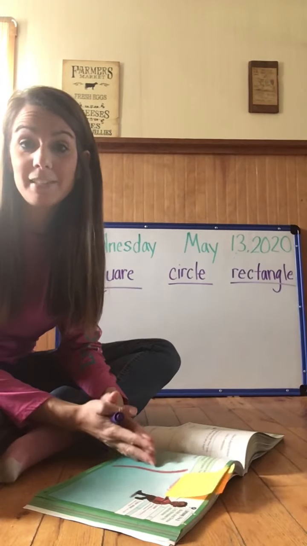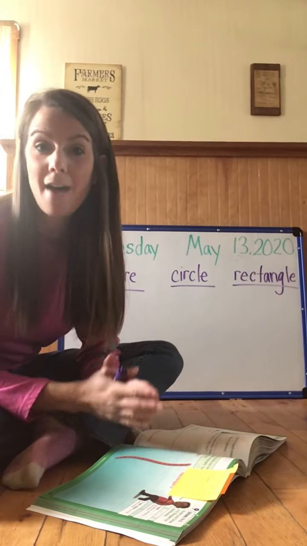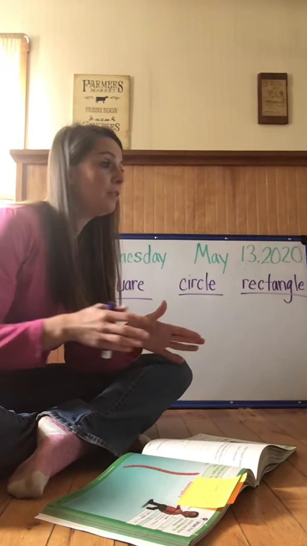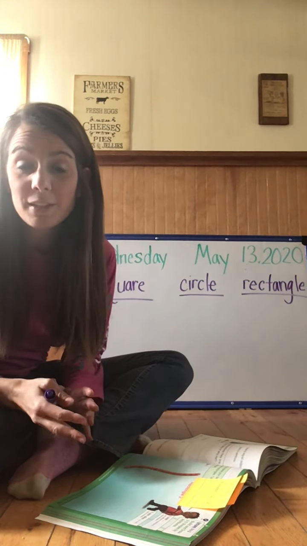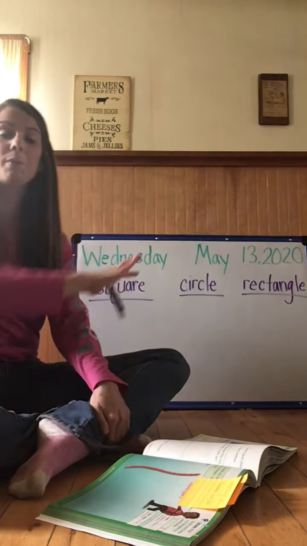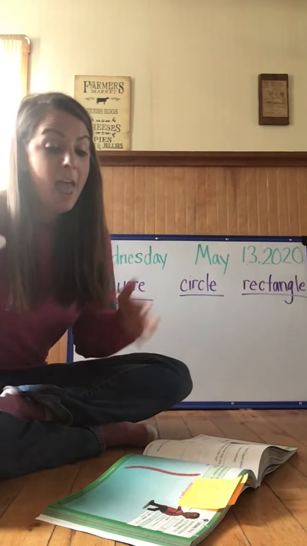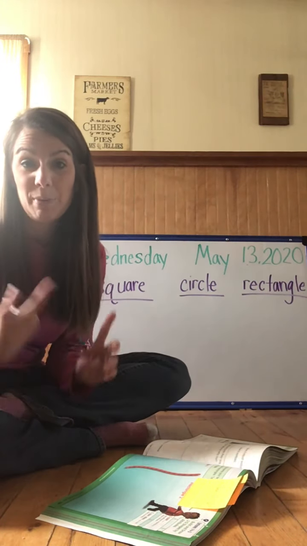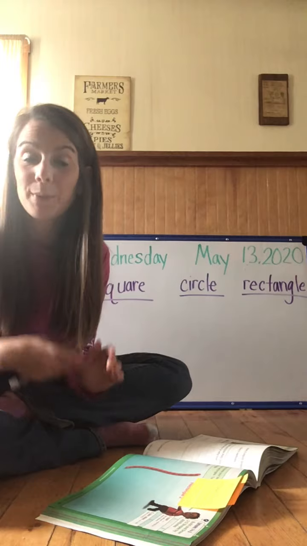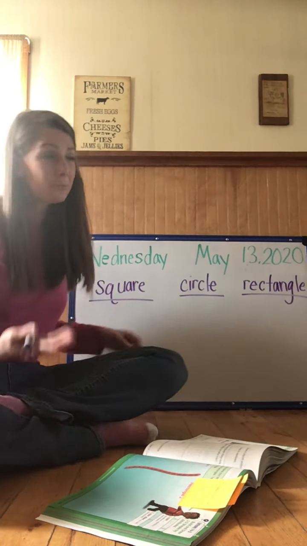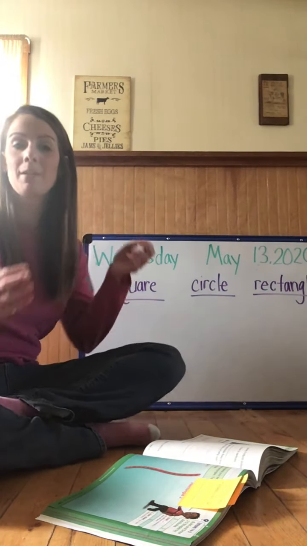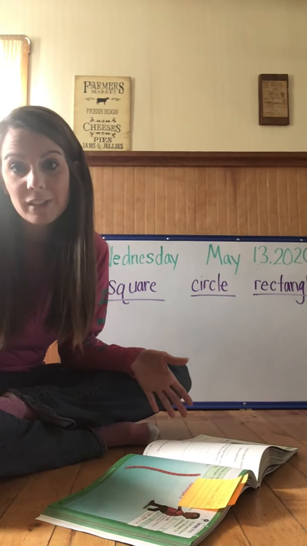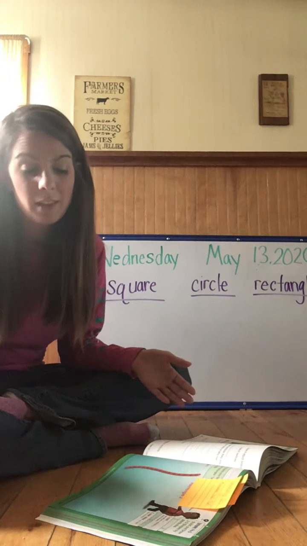Now this is a lesson that if we were at school, I would have strings and popsicle sticks and paper clips and different pieces of paper, different strips of paper. We would have so many materials and we would actually build our own shapes. We would build a circle, we would build a square, we would build a rectangle. It would be a really, really fun lesson. But since we're teaching from home, I can't give you all of that fun stuff. I can't give you the string and everything.